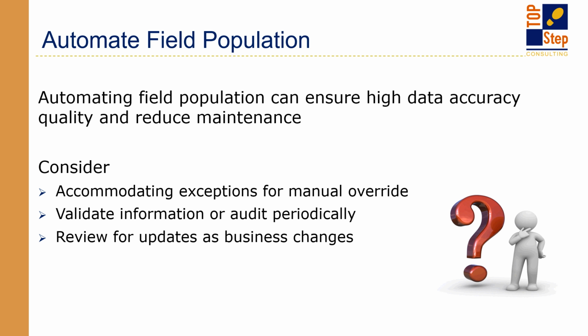The last thing that somebody wants is to come to you and say, I cannot do this, or, if it's a manual override, they might just not even do it. So you need to make sure that you have exceptions to your rules in place for automation of fields. You also want to validate your information and audit periodically. You also want to review for updates in your business changes.